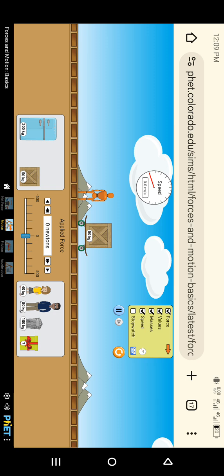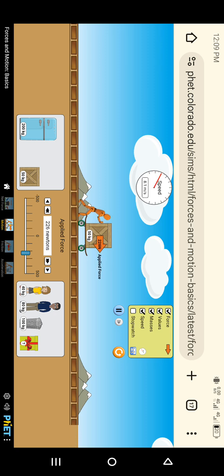Then we can see this man is pushing the box with the indicated force. Now you can see its speed. The speed also increases.